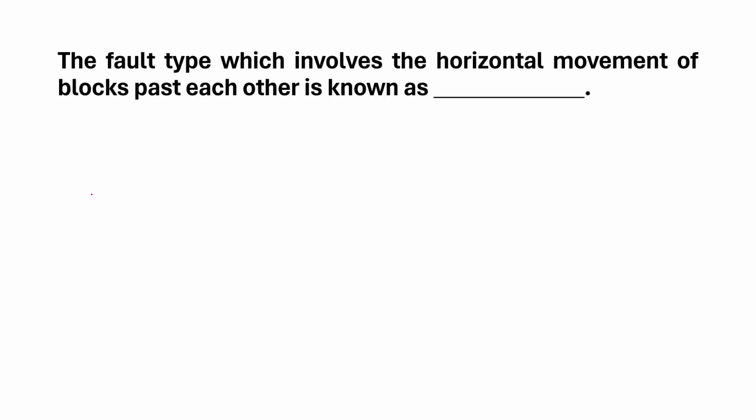So the first one is, the fault type which involves the horizontal movement of blocks past each other is known as. Those of you who understand the question, you can give me the answer. For those who didn't understand the question, you can ask me. The fault type which involves the horizontal movement of blocks past each other is known as. So there are two blocks, they are horizontally moving. What do you call it?